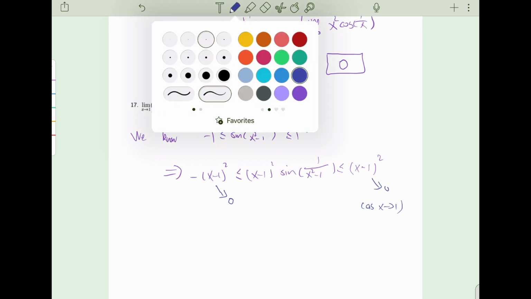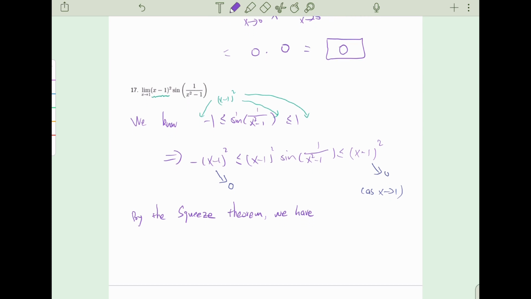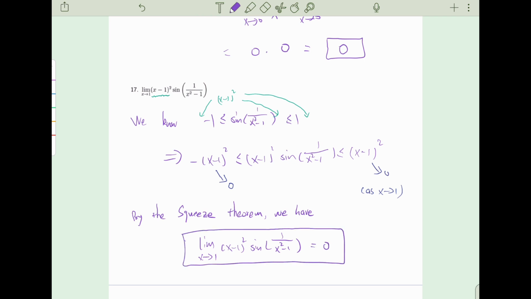And by the squeeze theorem, we have that the expression in the middle, in between, is also going to the same limit. Goes to 0. Okay, very simple. Okay, so that is how we use the squeeze theorem.